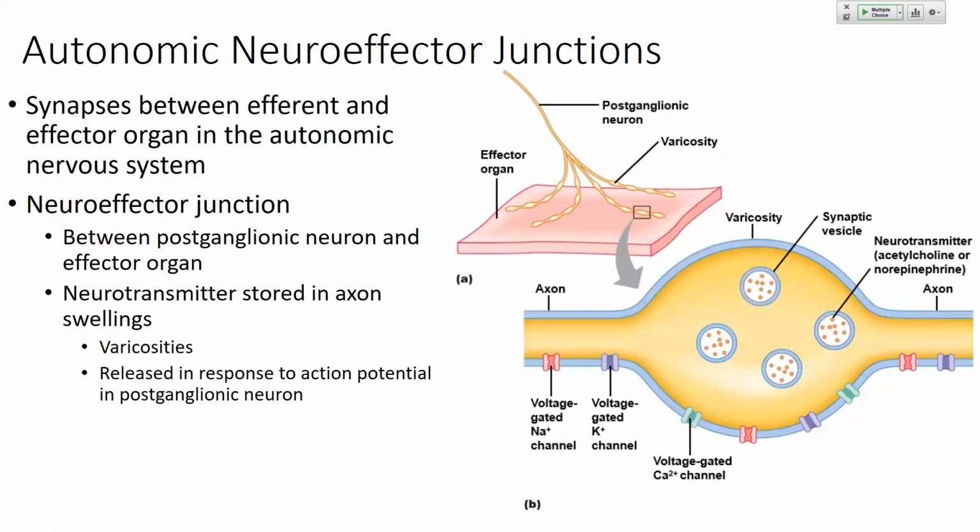When it gets to the swelling, what channels are present on the swelling itself? What channels result in exocytosis of neurotransmitter? Calcium channels, perfect. So at the varicosity, just like what we saw at the axon terminal, there are voltage-gated calcium channels along this swelling, along the varicosity.